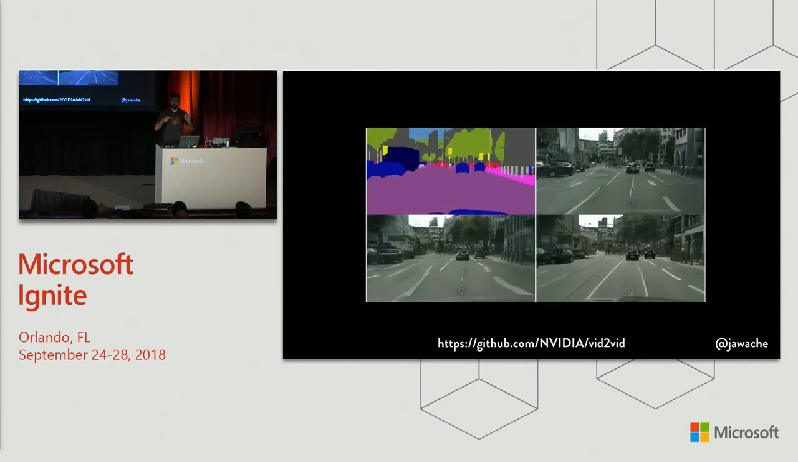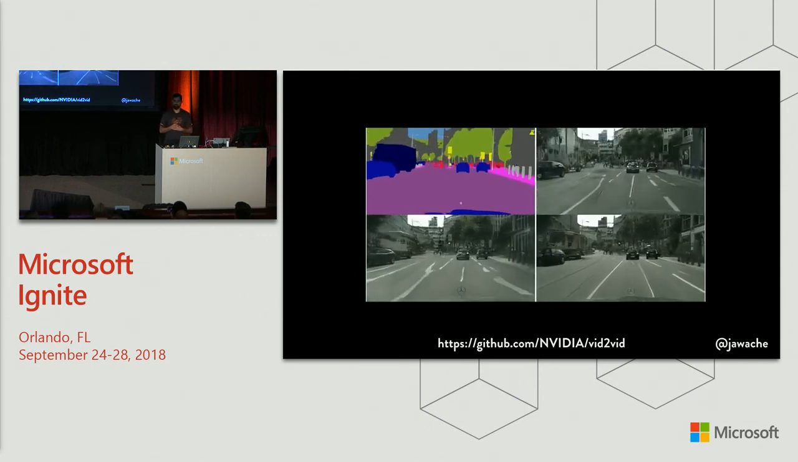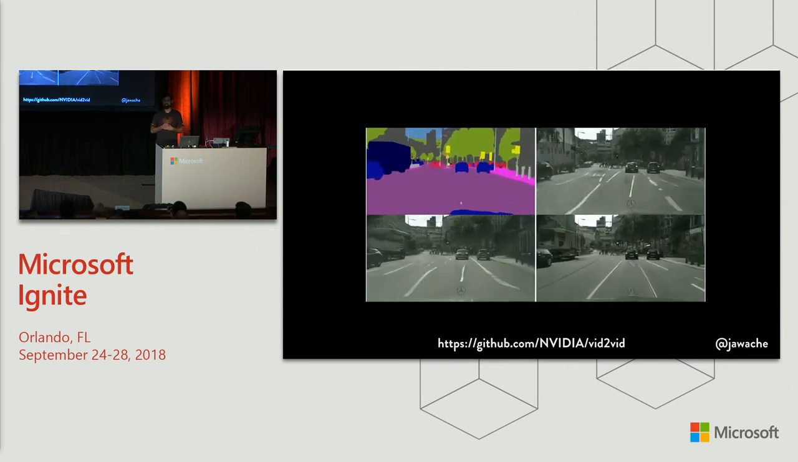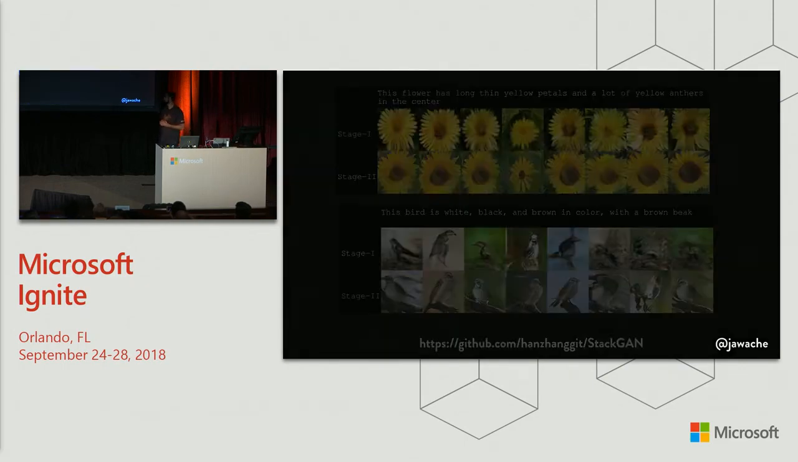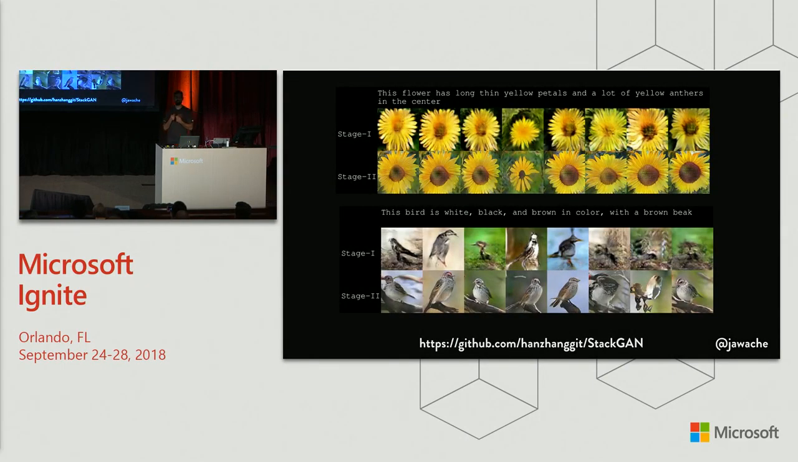Okay, but the world's moving pretty fast, right? It gets even weirder. How about this one? The input doesn't have to be an image. You can train it with text.